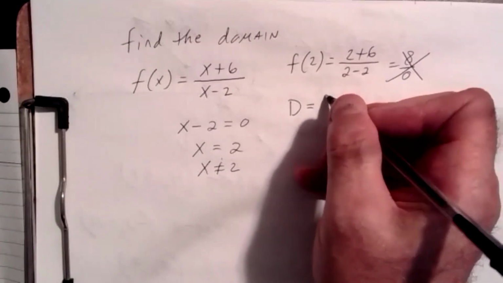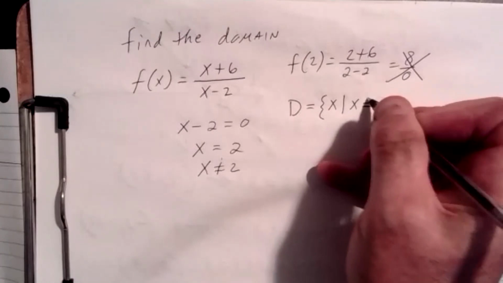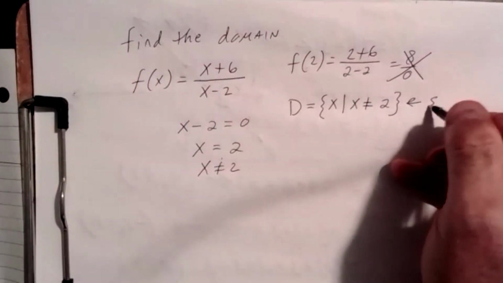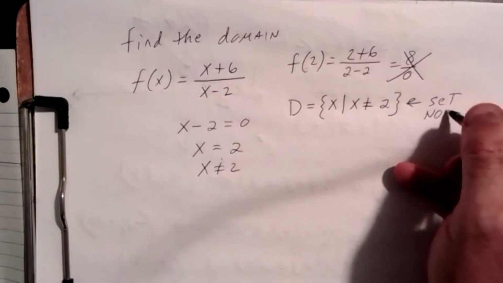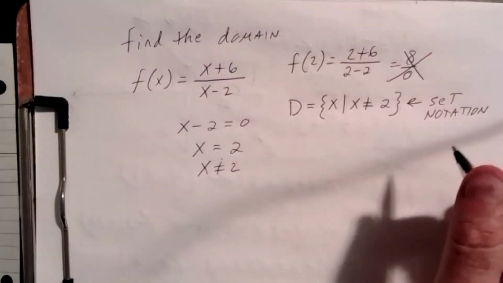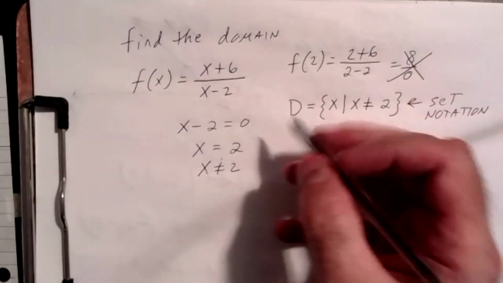Using set builder notation, we could say it's the set of all real numbers x such that x cannot be equal to what? 2. This is called set builder notation, or set notation, for representing a set. Using interval notation, how would I represent all real numbers except 2? Well, here's how we would do it.